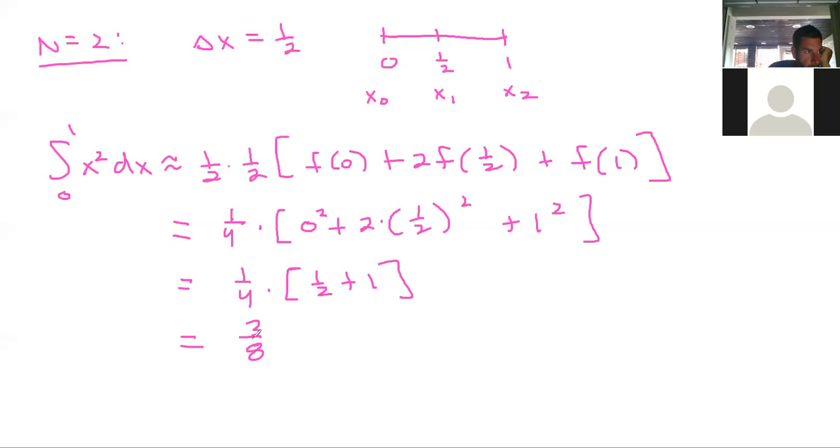But of course, if you write it as a decimal, that is 0.375. So our first approximation was 1/2. Now we're at 0.375. Any questions, comments?